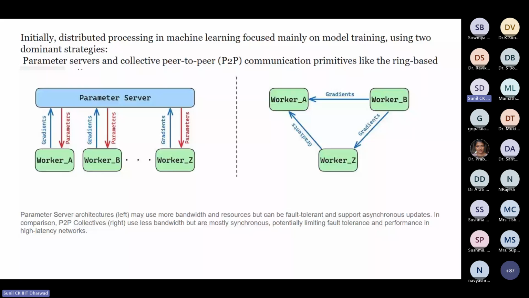Parameter server architecture may use more bandwidth and resources, but it can be fault tolerant and support asynchronous updates. It is fault tolerant: if one of the workers fails, the other worker is there to respond and take care of things. On the other side, peer-to-peer communication primitives use less bandwidth but are mostly synchronous, potentially limiting fault tolerance and performance in high-latency networks.